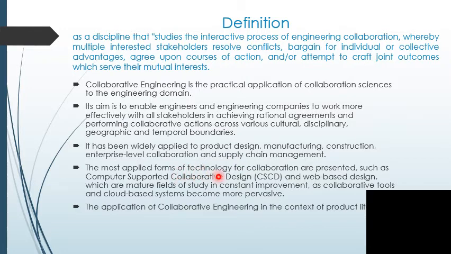So the most applied forms of technology for collaboration are presented, such as computer supported collaborative design, CSCD, and web-based design, which are major fields of study in constant improvement. So mainly there are two fields: computer supported collaborative design and web-based design. As collaborative tools and cloud-based systems also become more pervasive, these are some more advanced tools we are now using in current organizations. The application of collaborative engineering is in the context of the product life cycle. So these are the main highlights of this particular collaborative engineering, the fields or domains, and the technologies which are the main tools of this engineering.